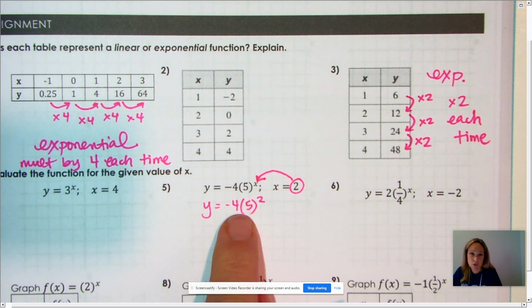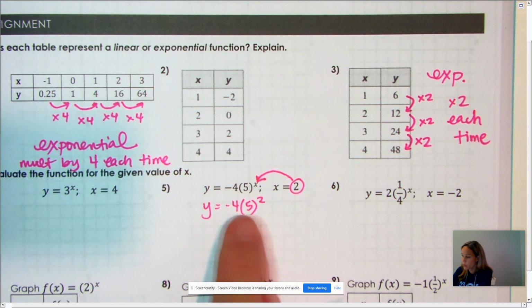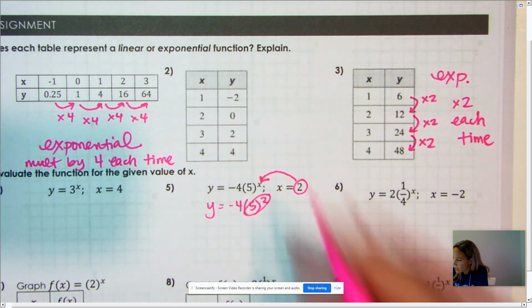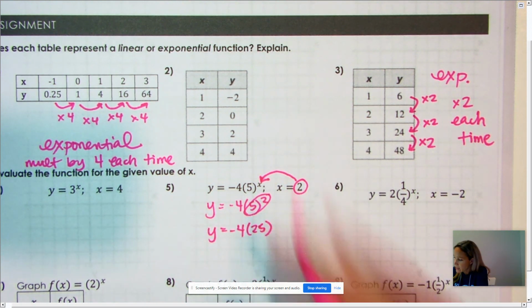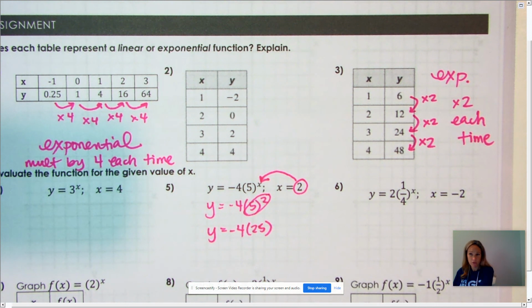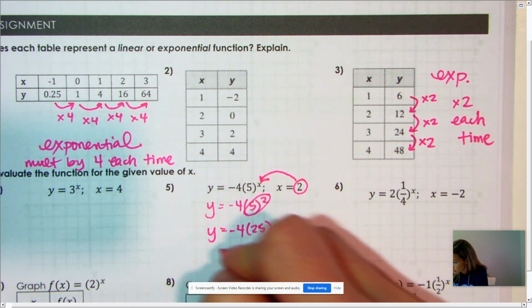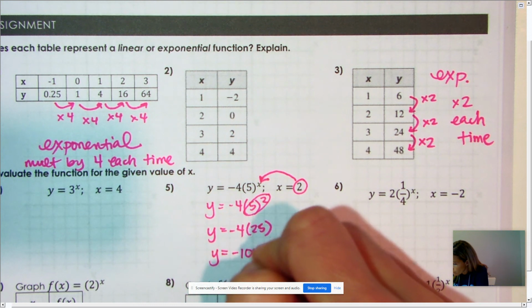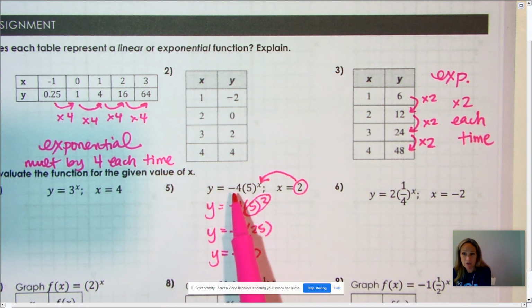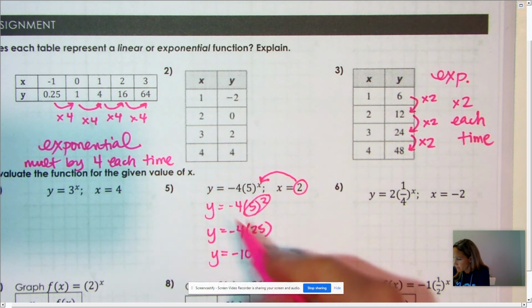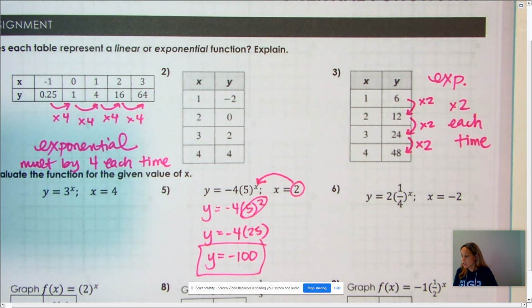Remember, we cannot do 4 times 5 first. That comes later. We have to do the exponent first. So I do 5 squared, which is 25. And then 4 times 25, well, if you have 4 quarters, that's $1, so 100. So y equals -100. And this negative is very different than a negative that we have in an exponent. This one doesn't mean divide, it just means our answer is negative, okay? So that is the value of the function when x is 2.